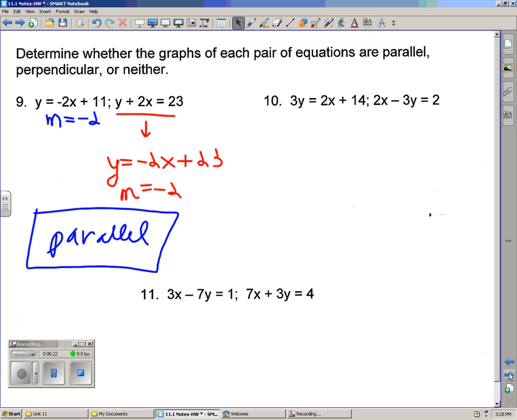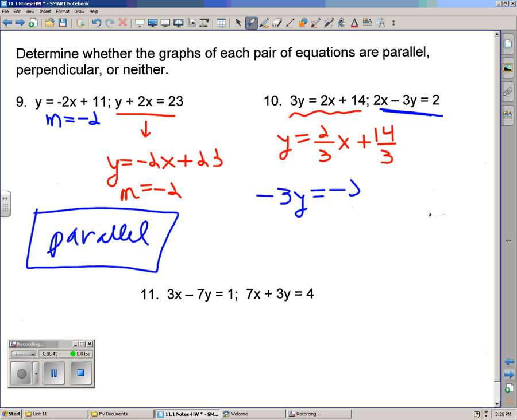Let's check out these next two in number 10. In the first one, if we get this into y equals mx plus b, y equals 2/3 x plus 14/3. If we get this one into y equals mx plus b, bear with me with not that much room here, negative 3y equals negative 2x plus 2, and then y equals 2/3 x minus 2/3. Again, all we need to do is compare the slopes. I've got this slope to this slope. They look identical to me. These guys are also parallel.